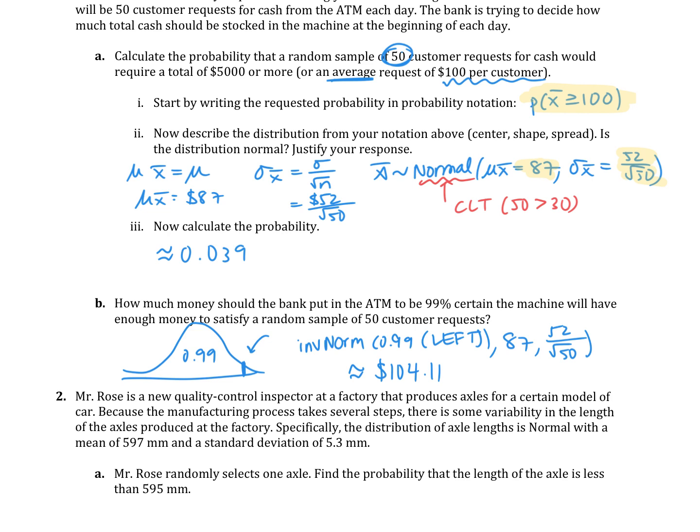Okay, now let's take a pause right here. Does that make sense? That the bank should put $104 in the ATM? Is it per customer? Do you multiply by 50? Per customer. Because that's just our average. So we're going to multiply by 50, which is about $5,205.39. If this was a multiple choice question, it would probably say something like 5,210, because we're not going to put 39 cents in the ATM.